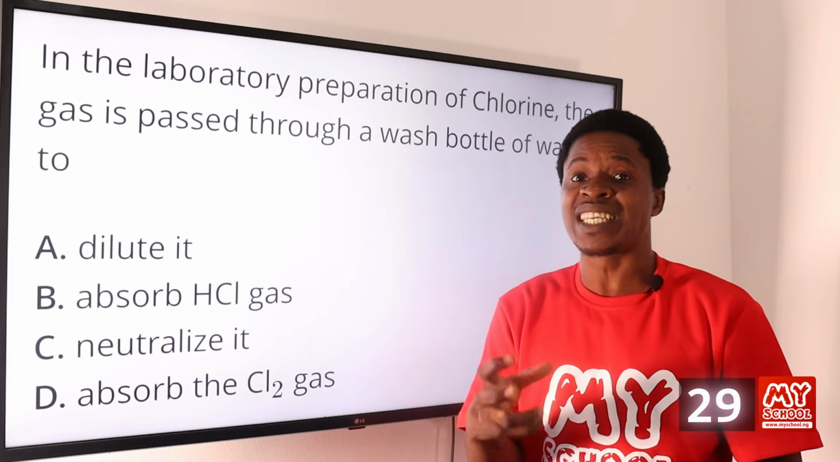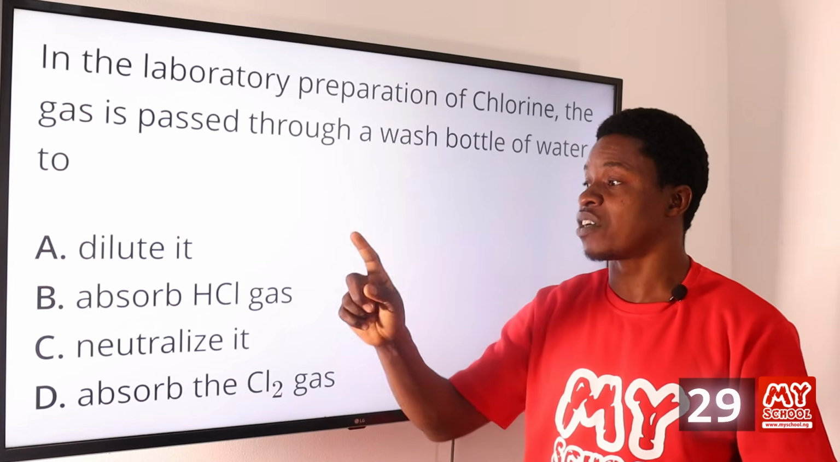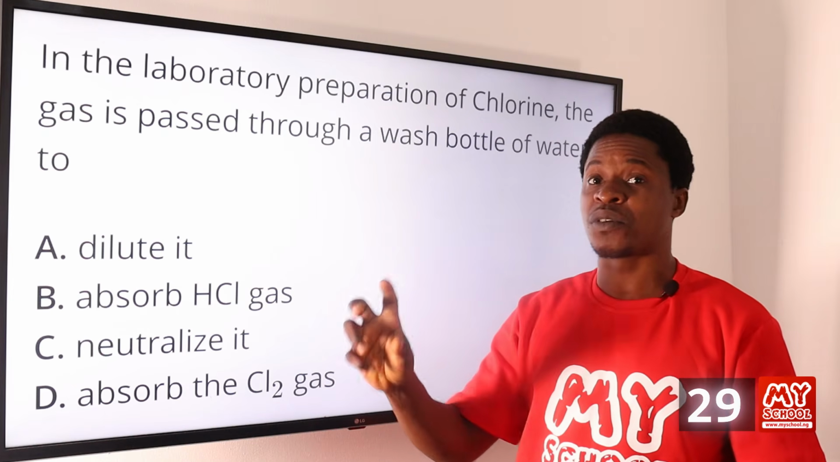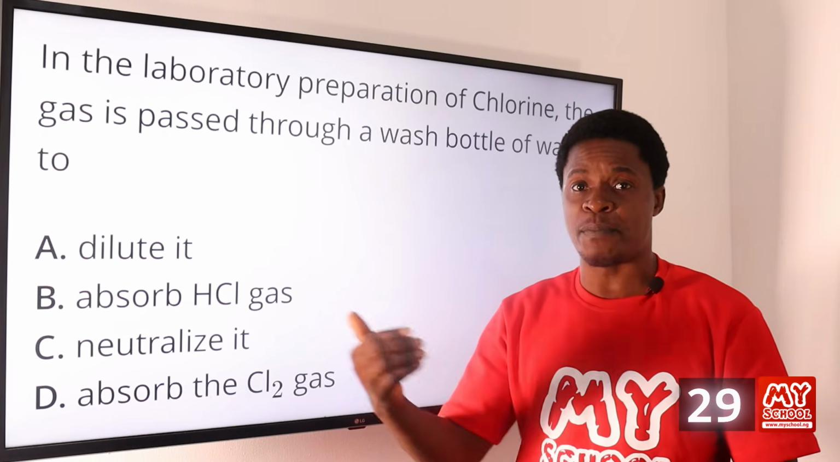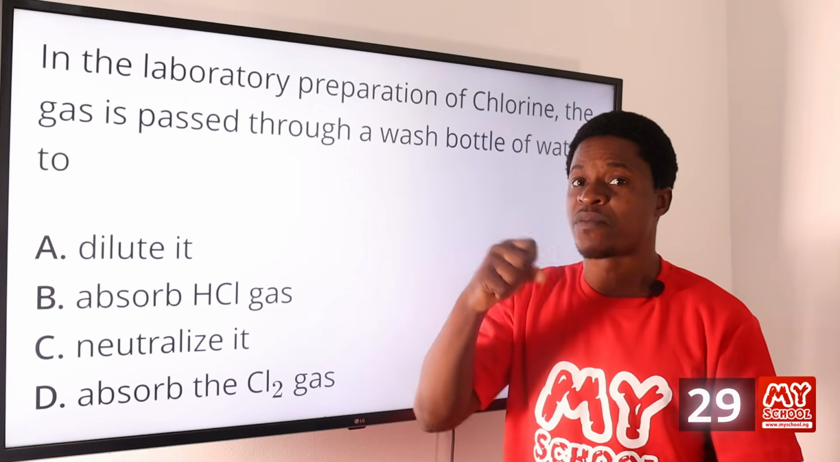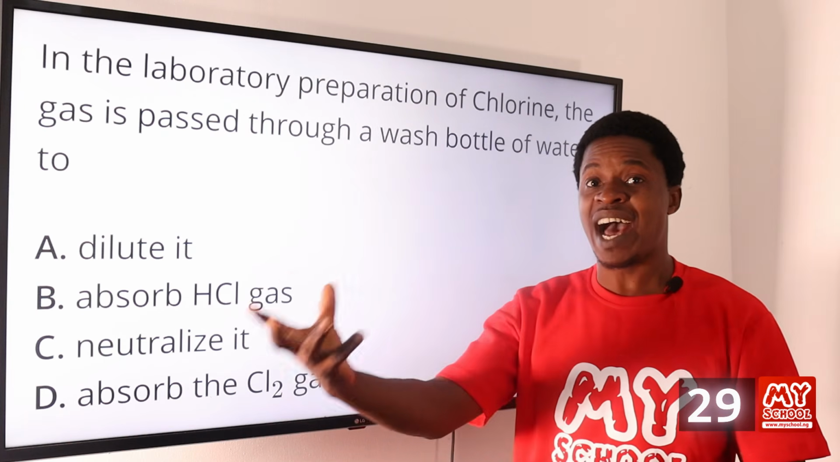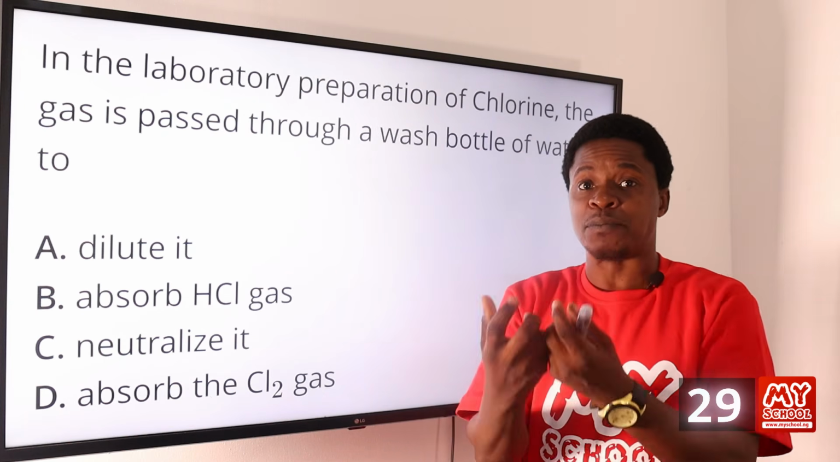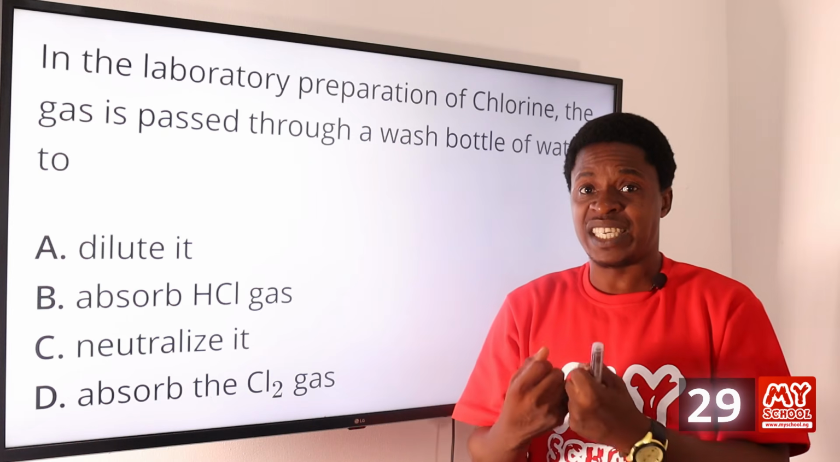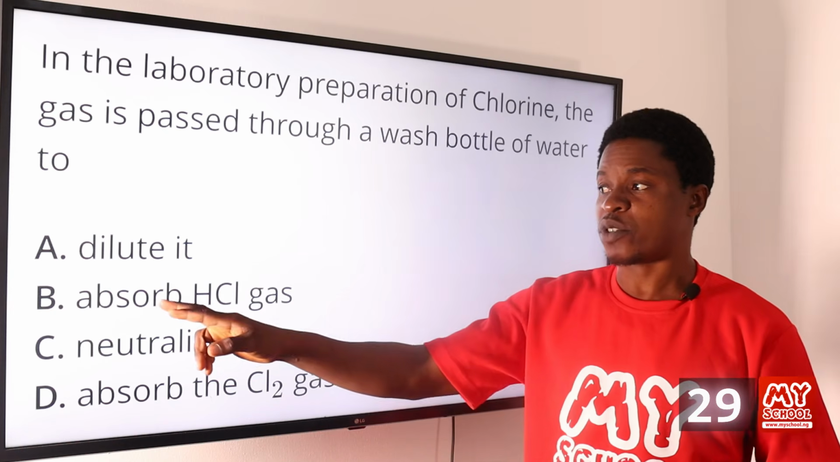The reason is so that it can get absorbed, like option B says, absorbs HCl gas. Yes, because HCl gas, that's the hydrogen chloride gas, is an impurity. So it needs to be what? To be eliminated. It needs to be removed completely so that we can have our pure form of chlorine gas. So once you add water, it becomes absorbed and dissolves in it, and then it is removed. So option B is correct.